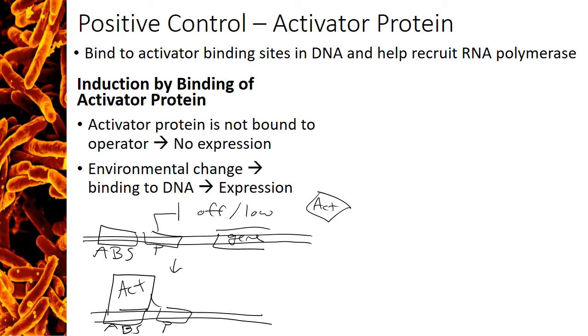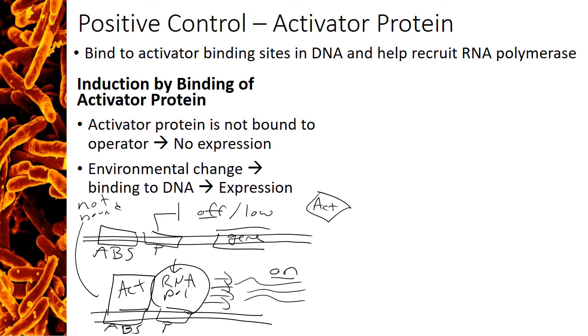This is going to allow RNA polymerase to come in and bind to the promoter easier, and with more RNA polymerase binding, we get more transcription, which makes lots of messenger RNA, and now the gene is on. So again, this is induction. We've gone from off to on, but it's induction by an activator protein because the protein was not bound. Here, the environment changes and now it can bind, turning the gene on.